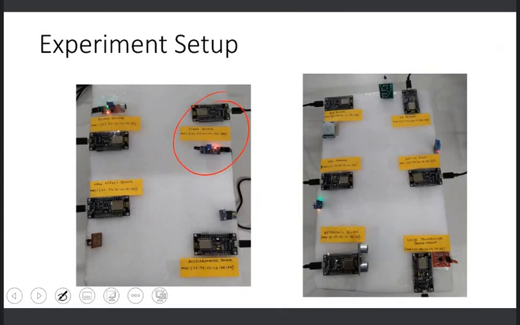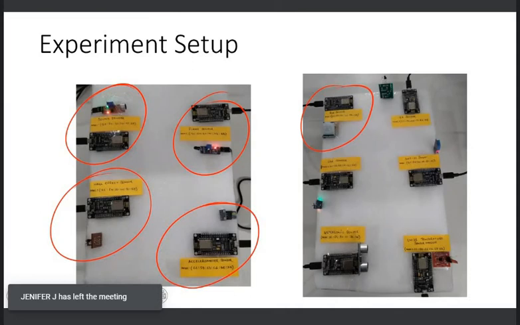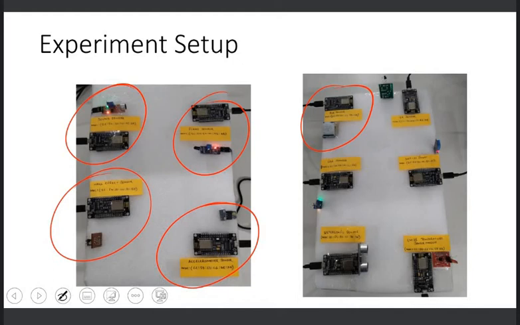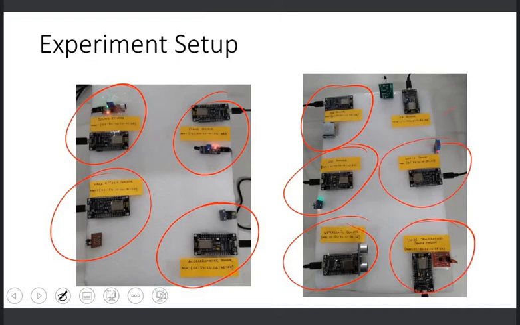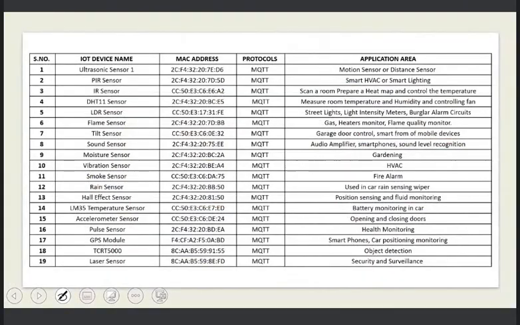This kind of devices we have made, 26 devices. I also mentioned the names: sound sensor, flame, Hall effect, accelerometer, ultrasonic, LDR, PIR, IR, DHT, temperature. So this way we have used multiple sensors. How many? 26 sensors in our IoT network. This is a complete list of which sensors we have used.